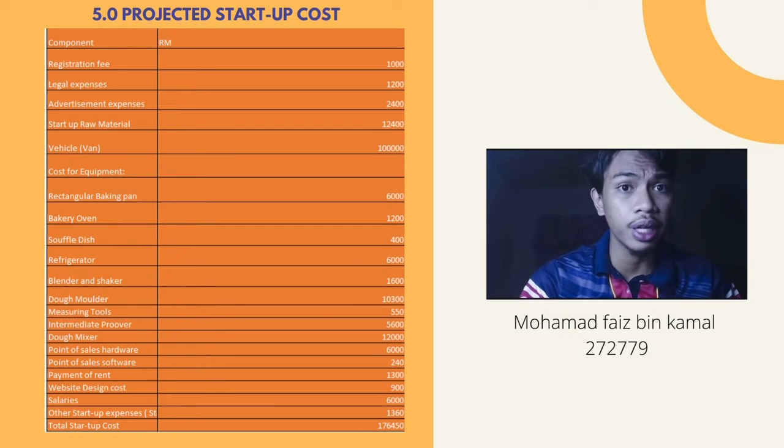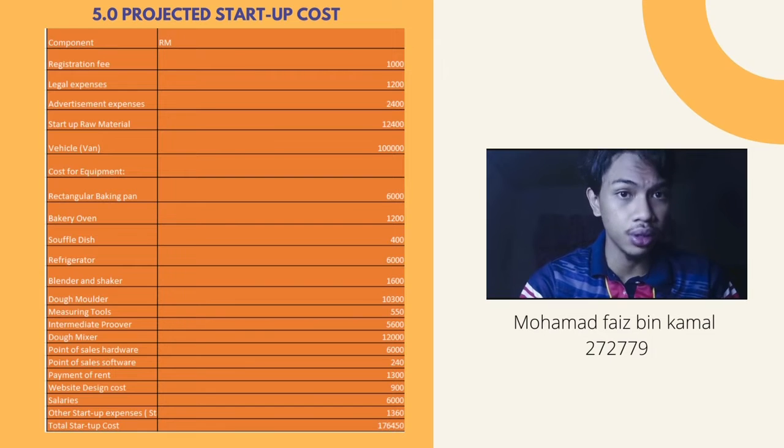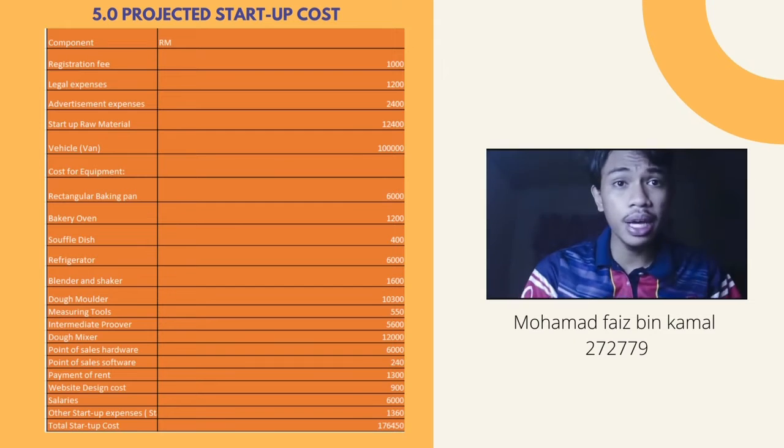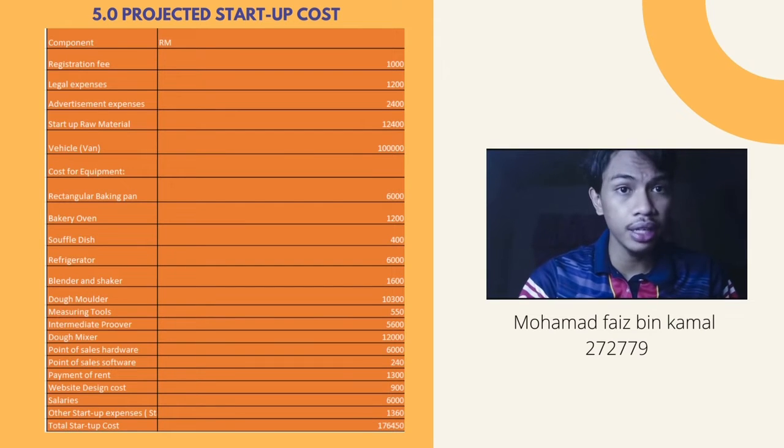So for the cost for equipment, we have bakery ovens, sous-vide dish, refrigerator, blender and shaker, dough molder, and measuring tools. And then we have an intermediate prover. And then we have a dough mixer, point of sale hardware, and point of sale software for our business. And then we have a payment of rent for our project, and we have a website design cost, and then we have salaries for our workers, and we have other setup expense that is stationeries and gadget. And then we conclude that we have a total setup cost that is 176,450.